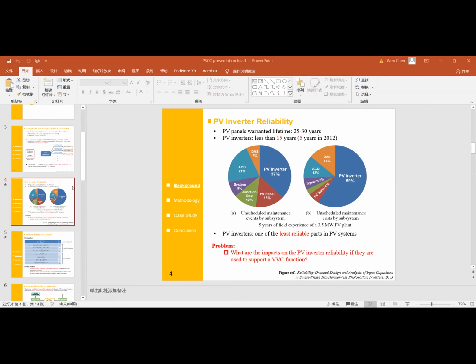We have another question. Can you see that? Can you please elaborate on the relationship between the use of reactive power and affecting, positively or negatively, the lifespan?